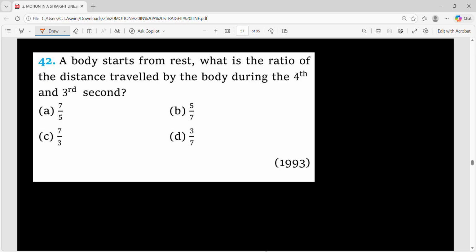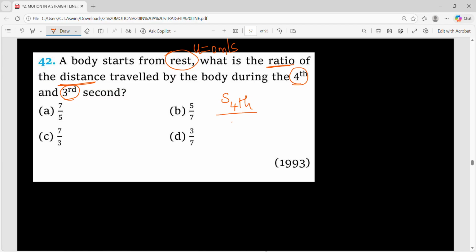You can see a question on the board. This was related to last class concept, S nth. So try from your end first. A body starts from rest. That means what about the initial velocity of the body? It is 0 meter per second. What is the ratio of the distance traveled by the body during fourth second and third second? That means they are asking S fourth upon S third. This is what they are asking.